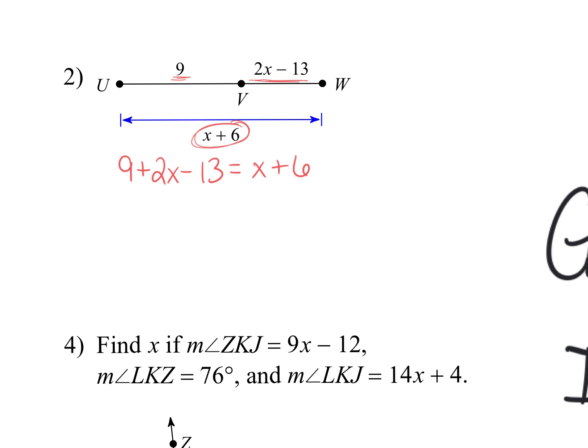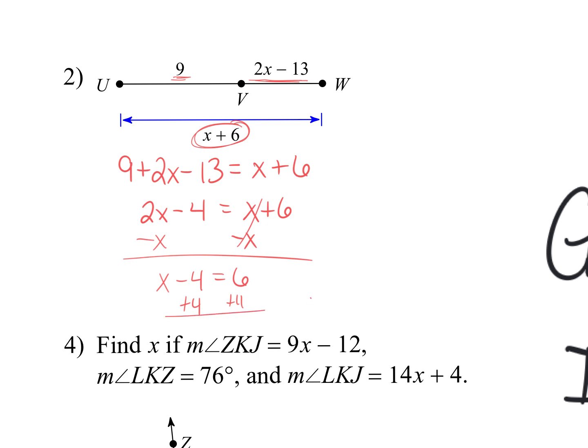I'm going to combine like terms on the left side. So I have 2x minus 4 equals x plus 6. It doesn't matter which way you solve and what you take over to whatever side. I'm just going to subtract x. So I have x minus 4 equals 6. And then last step, I add 4. So we get x equals 10.